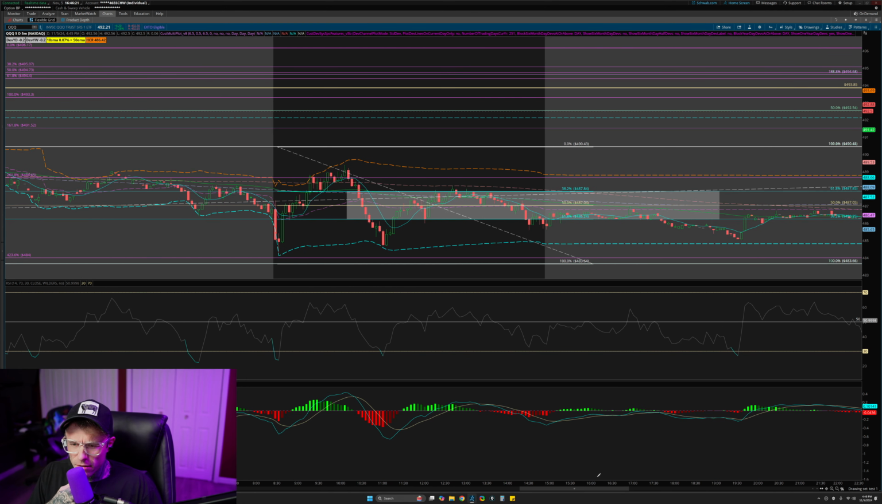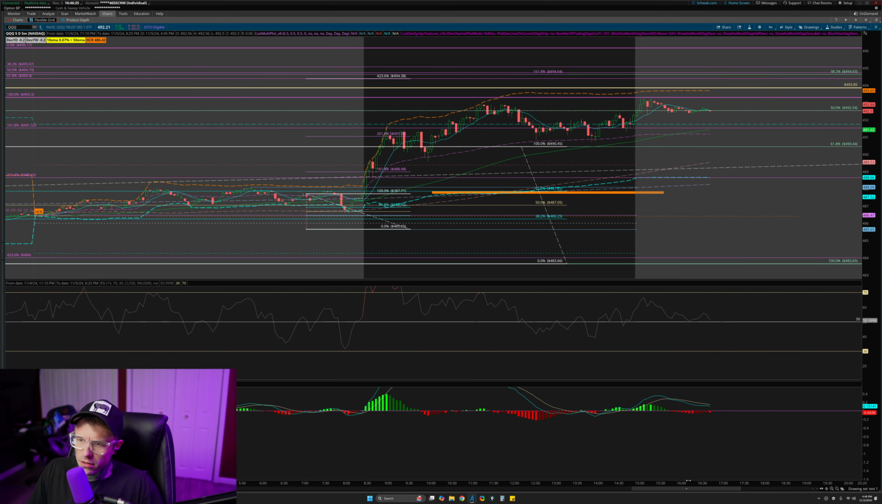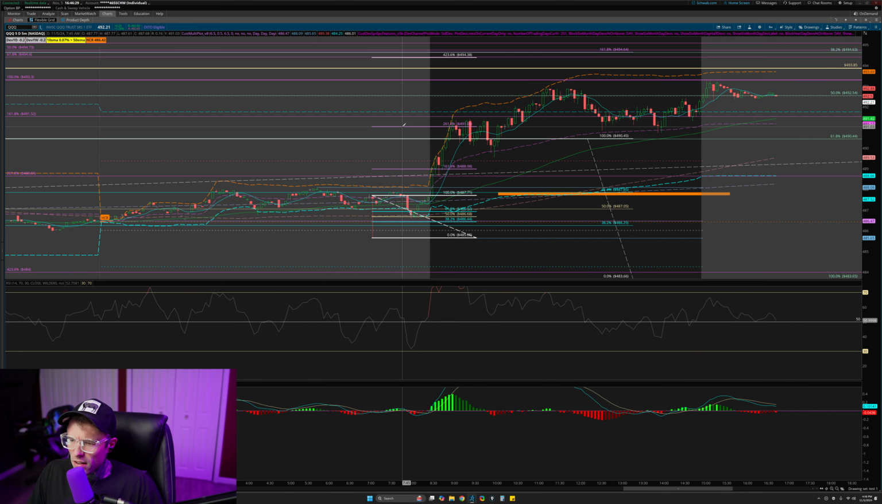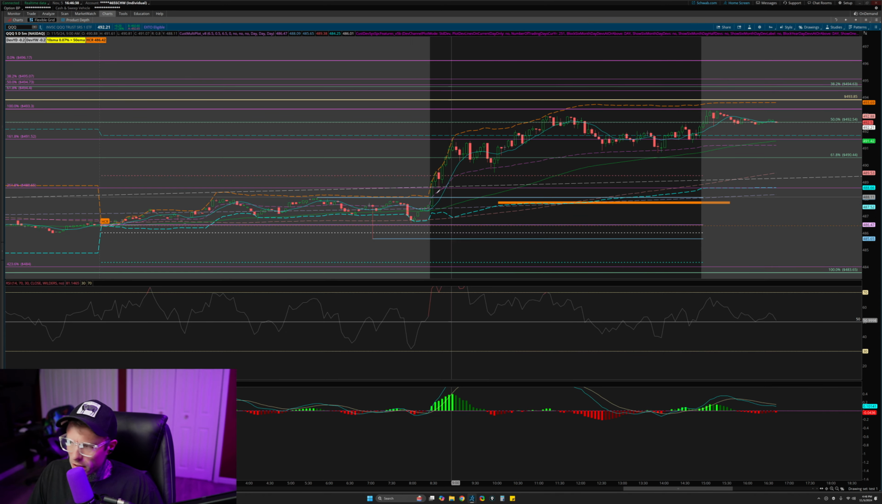So 423.6 becomes support, moves to 2618, 2618 moves to 1618. So you see here, we opened above the 423.60, pushed into 2618, and then from here attempted the 1618. So we have not made it to 491.52 yet. So we keep looking at these fibs.